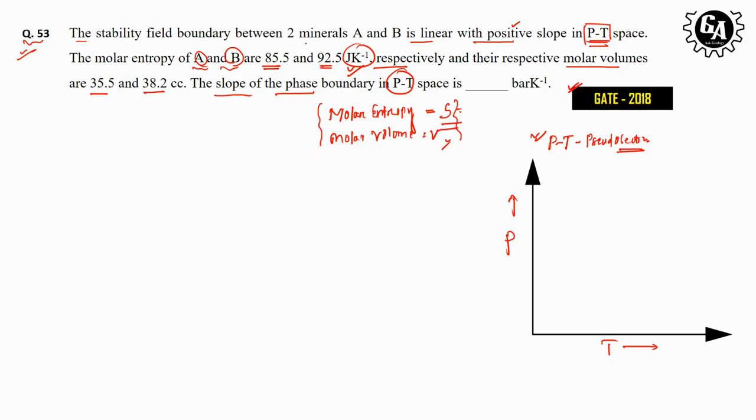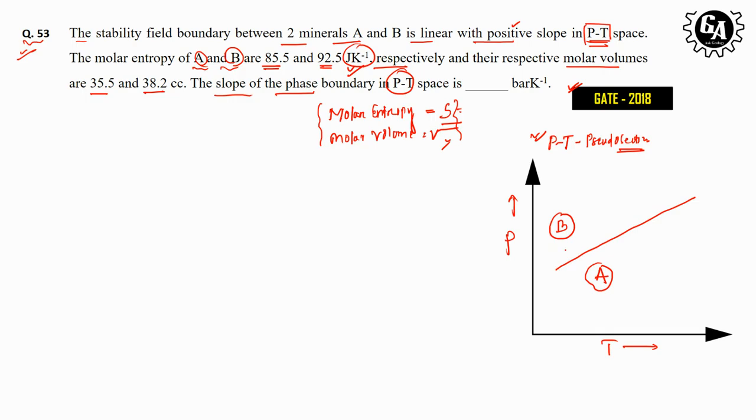You can see these two minerals, the stability fields. If I make a line here, this is the stability field of A, and this is the stability field of B. Now, what is actually happening at this boundary when we go from A to B or B to A along this boundary? The molar entropy of A and B is given, and the molar volume of A and B is given.